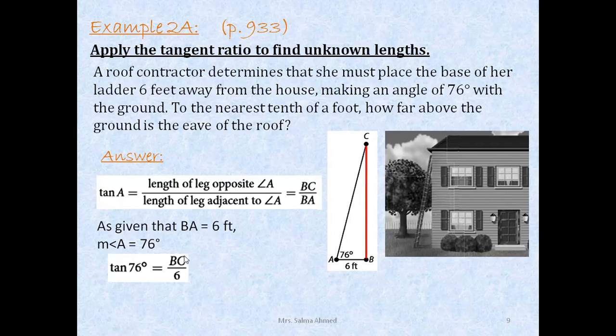So I'm going to substitute: tan 76 equals BC over 6. Here I need to find BC, so I'm going to move the 6 from the denominator to the other side by multiplying. So it will be 6 times tan 76 degrees equals BC. So the answer for the side BC will be 24.1 to the nearest tenth, as he said.